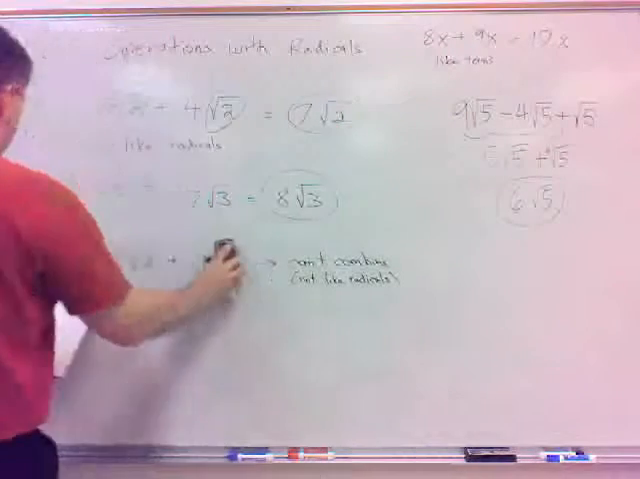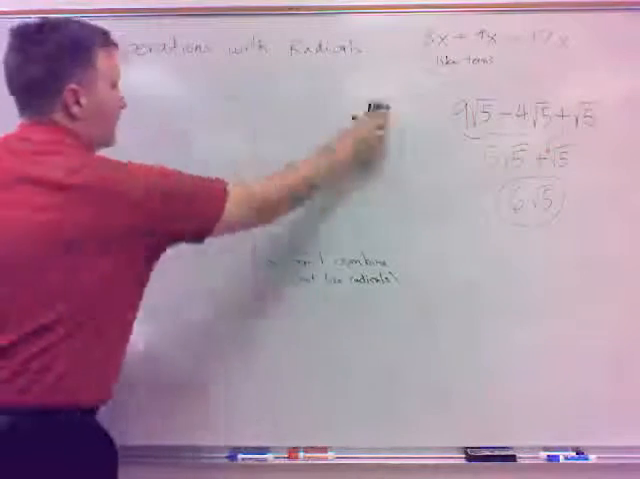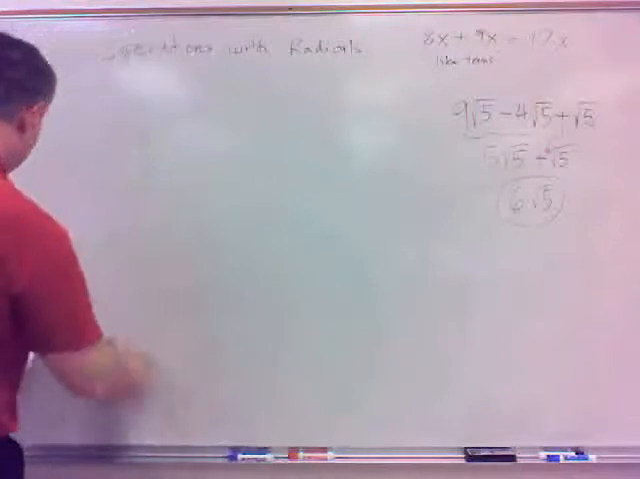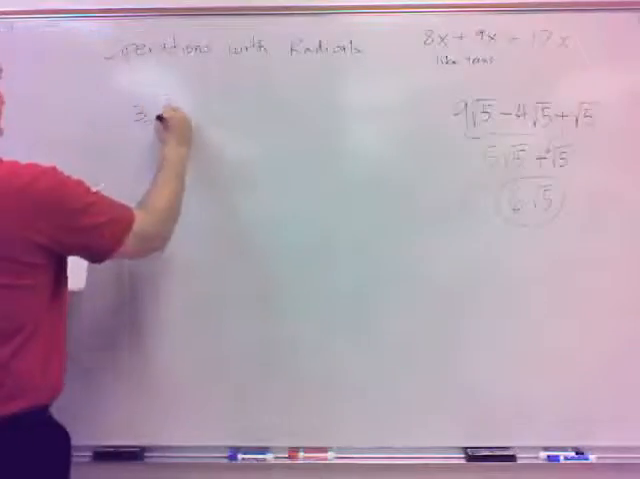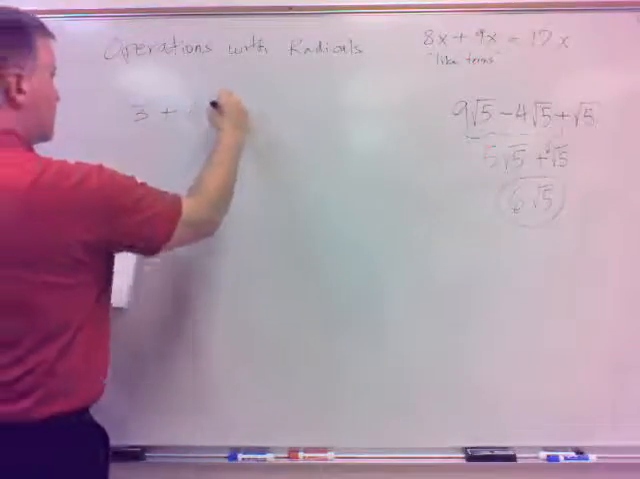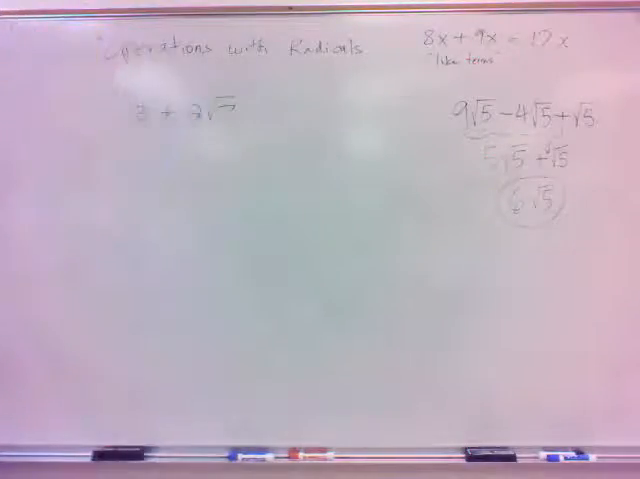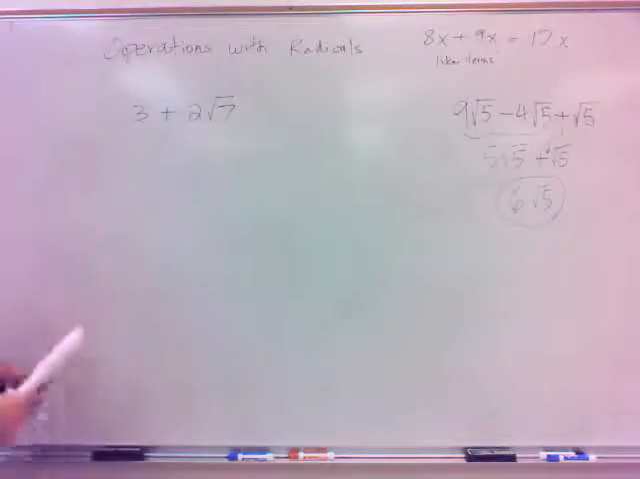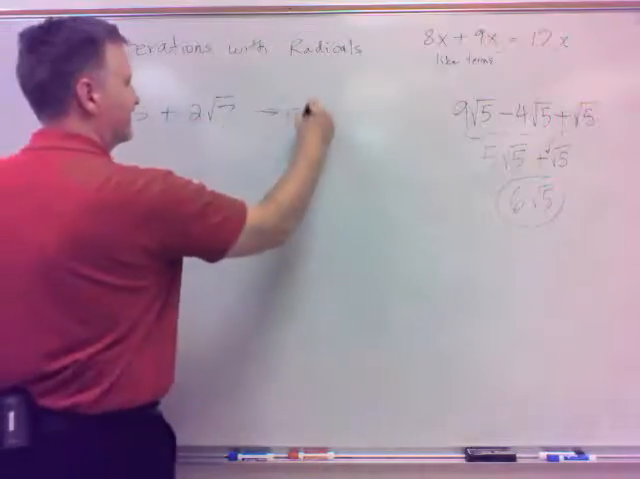Now, here's another word of caution. 3 plus 2 square root of 7. Very tempting to say that's 5 square root of 7. But is that 5 square root of 7? It's not 5 square root of 7, is it? This one, can't simplify this one either, can you?